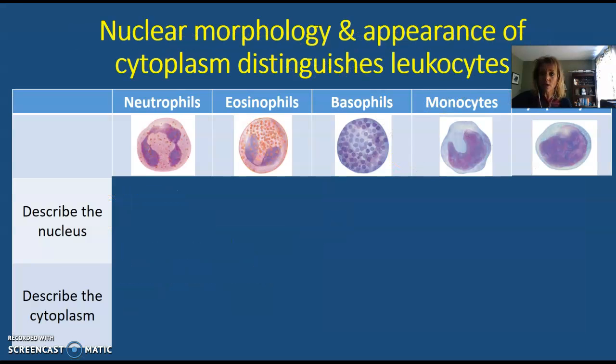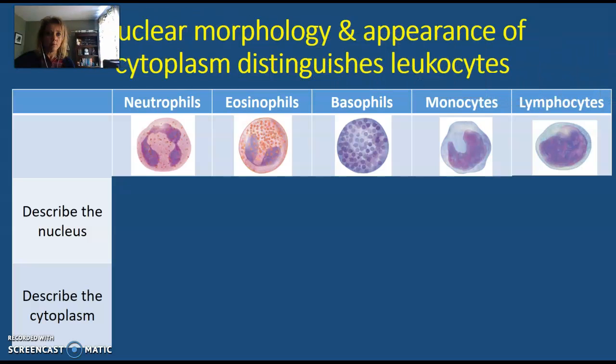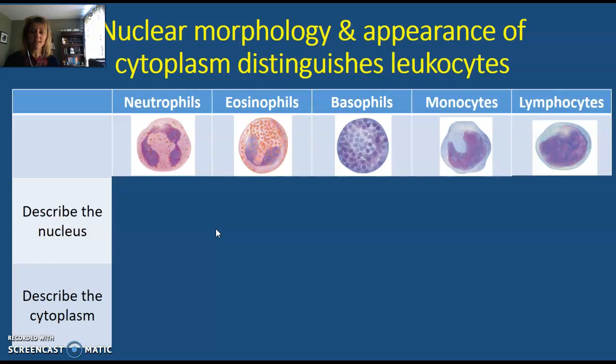So in your note sheet, you guys have a copy of this table. It's blank, but that's just to try and keep you guys focused. So here across the top, we have neutrophils, eosinophils, basophils, monocytes, and lymphocytes, and we're just going to describe a couple of characteristics about each of them. So anyway, neutrophils are what we're going to start with.